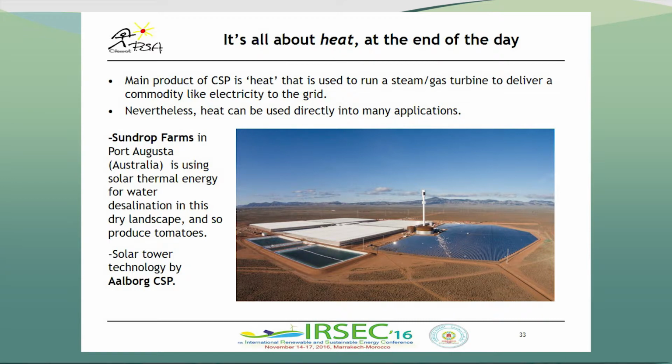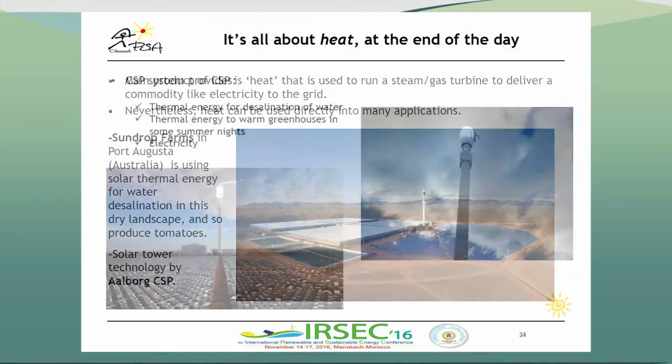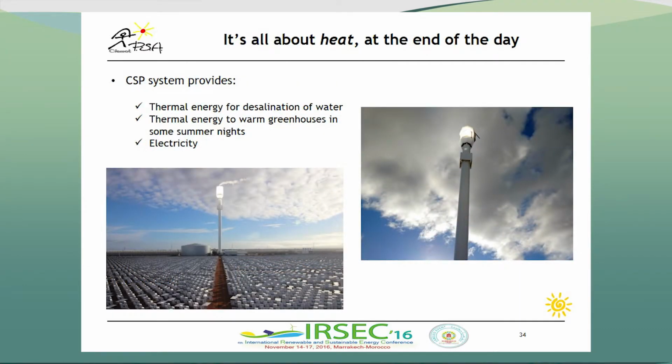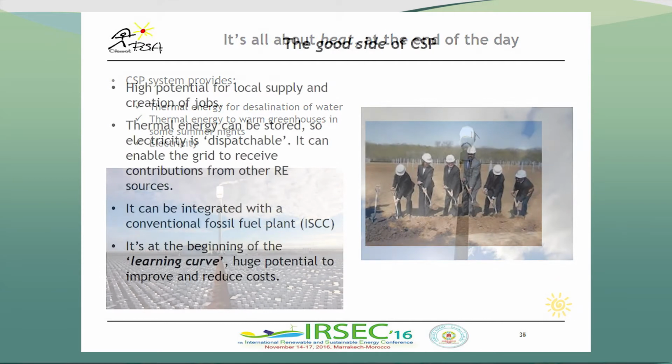This is another one I found. There is this Aalborg company who installed this tower system into a greenhouse tomato production facility in the middle of nowhere in the Australian desert. So the solar facility produces heat, produces electricity, and produces desalinated water. So 3 products with this facility. Just to give you some ideas.